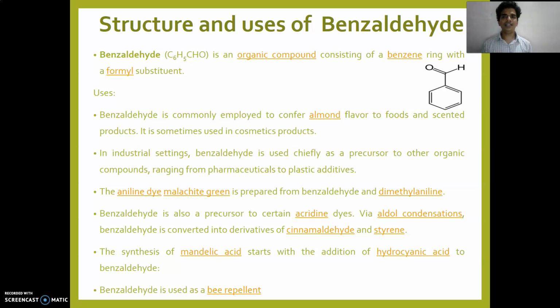The aniline dye malachite green is prepared from benzaldehyde and dimethylaniline. Benzaldehyde is also a precursor for certain acridine dyes. Via aldol condensation, benzaldehyde converts into the derivative cinnamic aldehyde. So it is used in many preparations of chemical compounds, dyes and colorants. The synthesis of mandelic acid starts with the addition of hydrocyanic acid to benzaldehyde. Benzaldehyde is also used as a bee repellent.